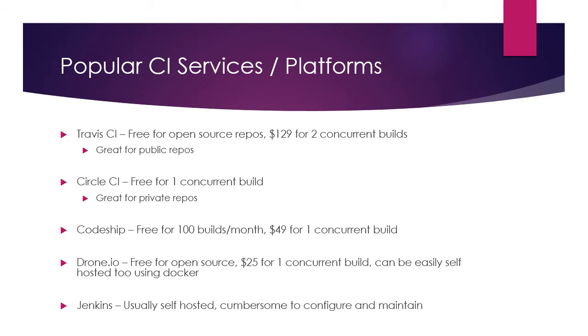There's Circle CI, which we use for our private repos because it's free for 1 concurrent build. You have CodeShip, which is also very popular, including with our Nodos team. And they limit the free version to 100 builds a month, and then it's not that pricey. There's a new one called Drone.io, which is based on Go. It's free for open source. It's very cheap for 1 concurrent build. And the good thing about Drone.io is that you can also host it yourself inside a Docker. They set it up beautifully to already be working out of the box.